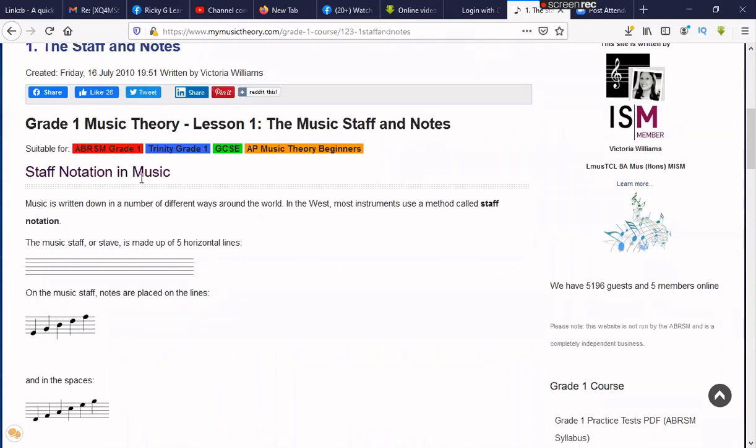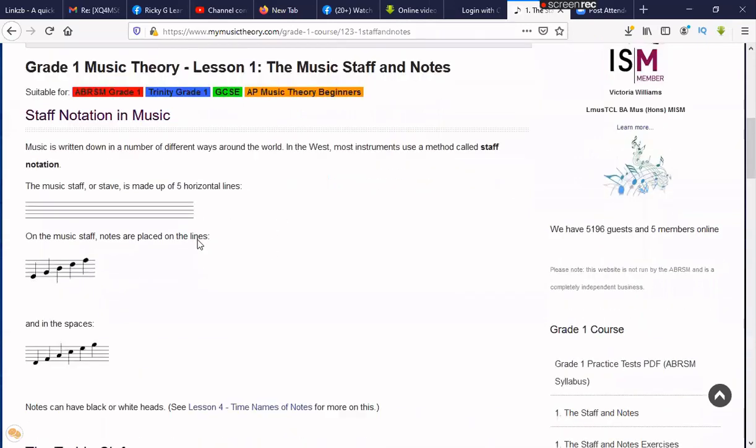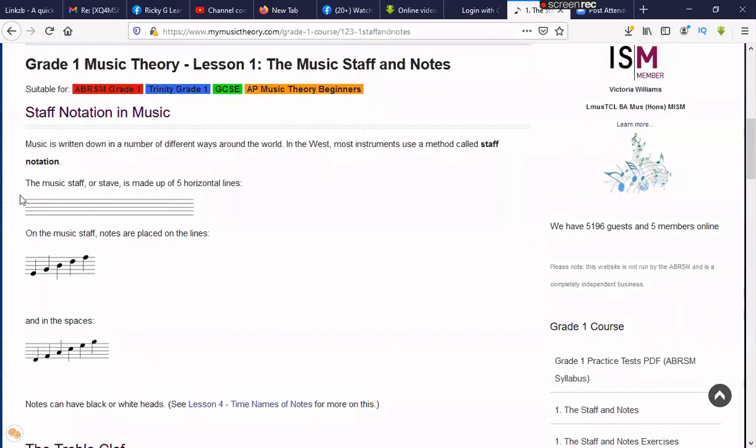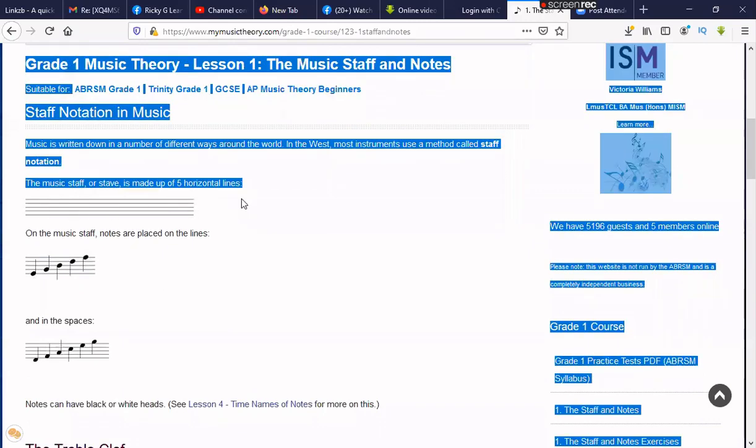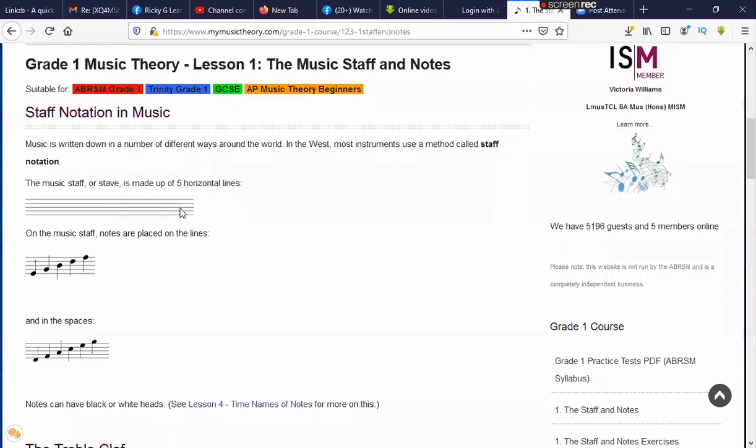So this is staff notation in music. Music is written down in a number of different ways around the world. In the West, most instruments use a method called staff notation. The music staff or stave is made up of 5 horizontal lines, which are the lines you are seeing here where my mouse is now.